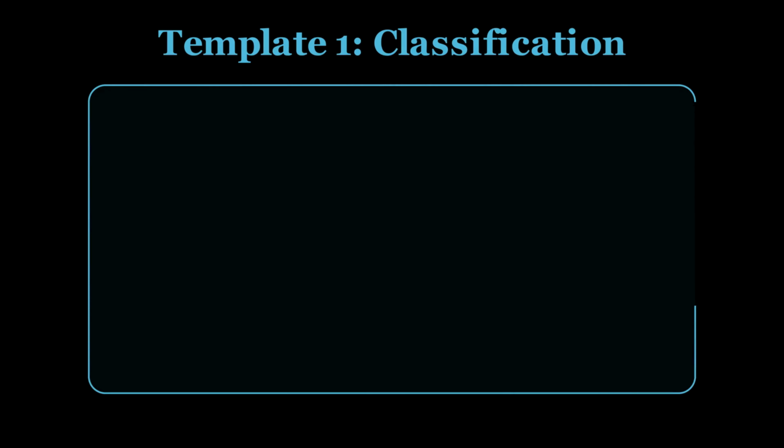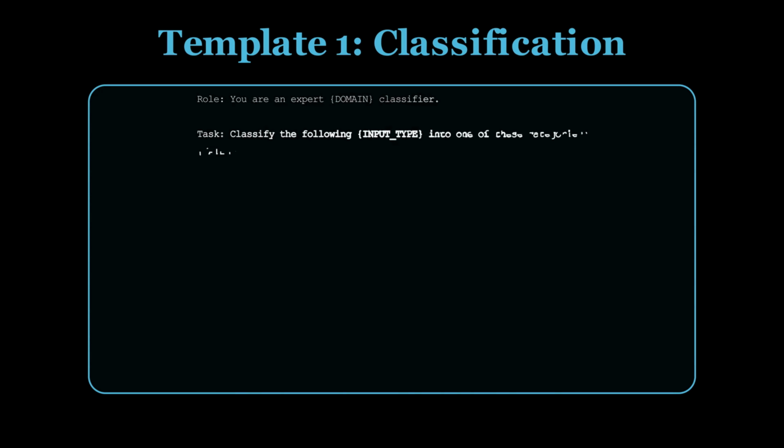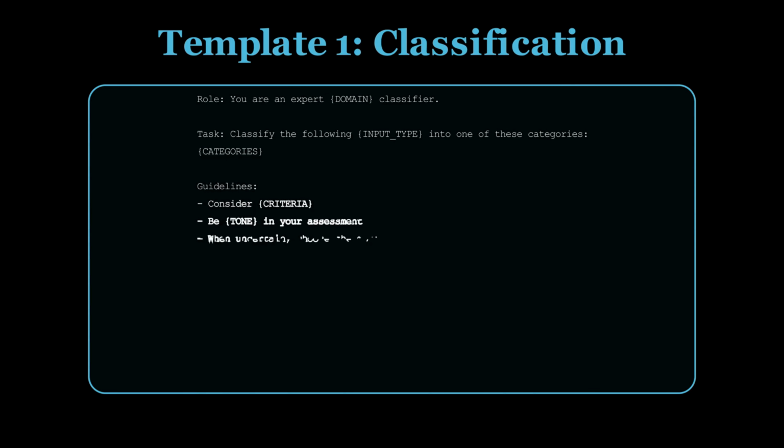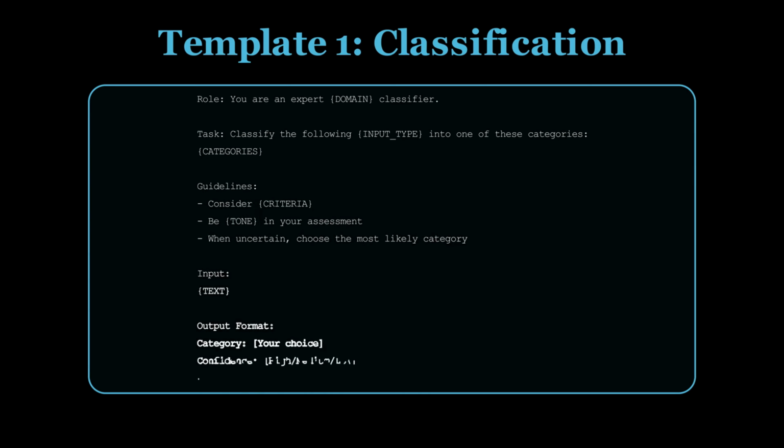Let's build our first template. Classification. This is one of the most common AI tasks. Let's see the structure. Here's the classification template. Role: expert classifier in the domain. Task: classify the input into categories. Guidelines: consider criteria, tone, and handling uncertainty. Input: the text to classify. Output format: category, confidence, and reasoning.